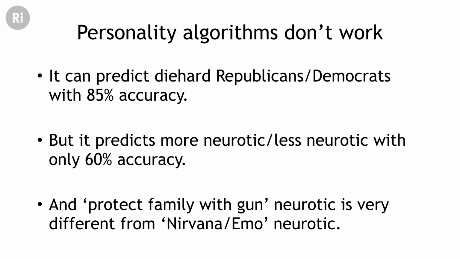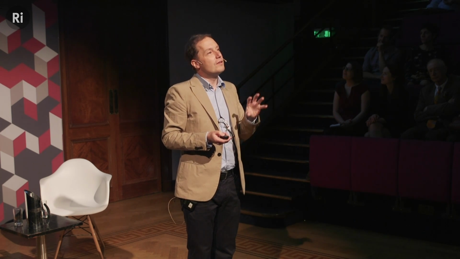Then there's another problem, this protect your family with a gun thing that I'm so keen on. Is protecting your family with a gun neurotic very different from Nirvana emo lifestyle neurotic? I mean, you don't go up to a Nirvana fan and say, protect your family with a gun. It's just not going to work. They're not going to respond to that. So there's a lot of subtlety to personalities which isn't captured by these types of algorithms.